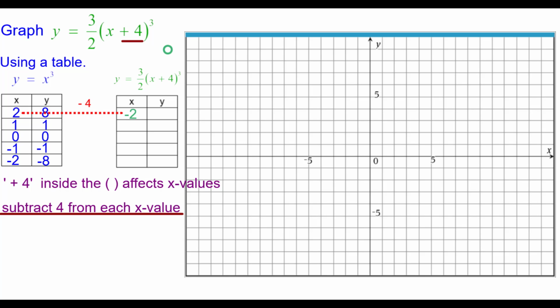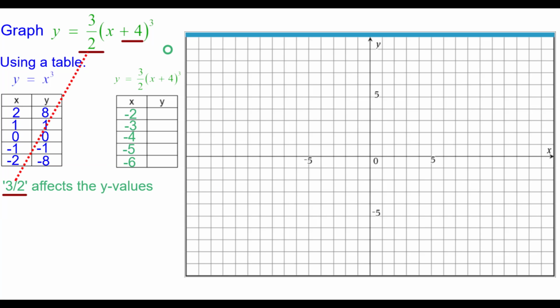So 2 minus 4 will be negative 2. 1 minus 4, negative 3. We ask you to go ahead and finish those. Pause to do so and resume when you're ready. So 0 minus 4, negative 1 minus 4, negative 2 minus 4. Those are our x coordinates.